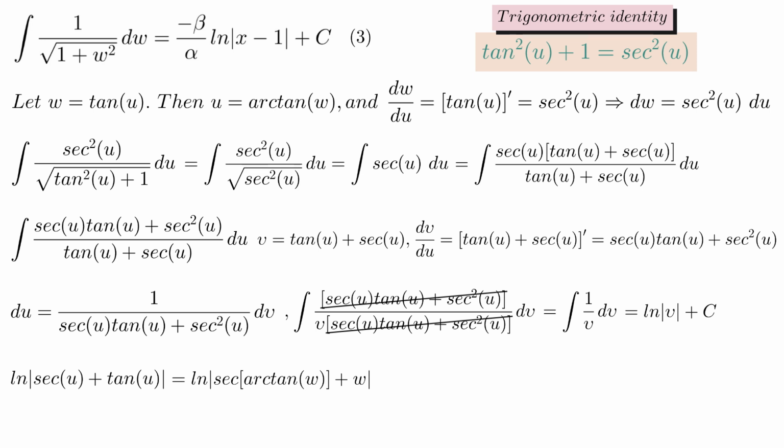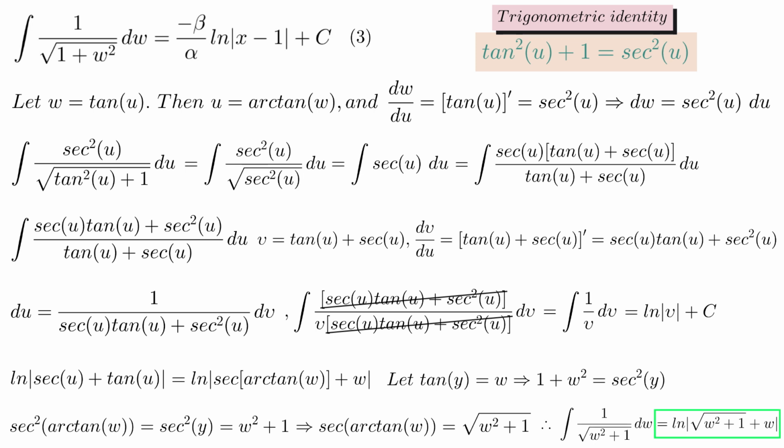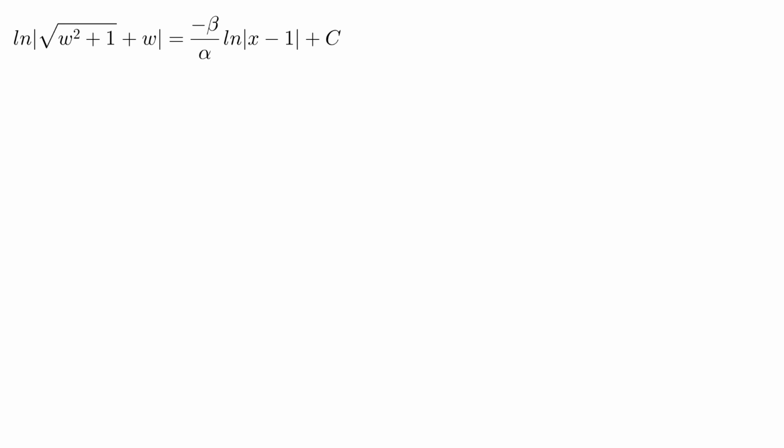So we know the trigonometric identity from earlier. Let's say tangent of y equals w. So now we have 1 plus w squared equals secant squared y. Since tangent y equals w, then we have y equals arctangent of w. So it becomes secant squared y equals secant squared arctangent of w, and that's 1 plus w squared. So secant arctangent of w is just the square root of 1 plus w squared. So finally we integrated this torturous integral, which is the natural logarithm of the absolute value of the square root of 1 plus w squared plus w. So now we have this expression here, as you see here.